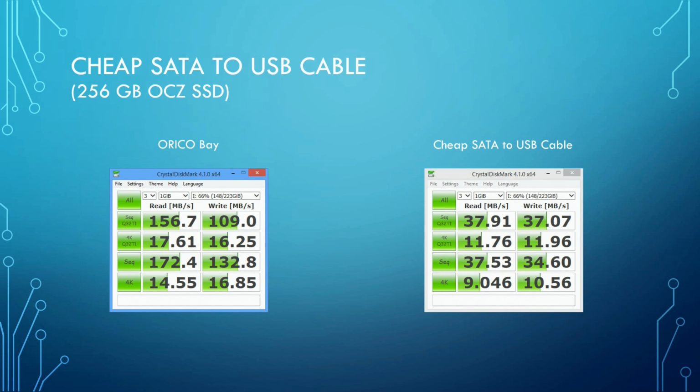Just to make the test complete, I compared the ORICO bay to the cheap cable provided with the SSD. Here you see big differences. The cheap cable is factors slower. So the investment is worth the money for me.